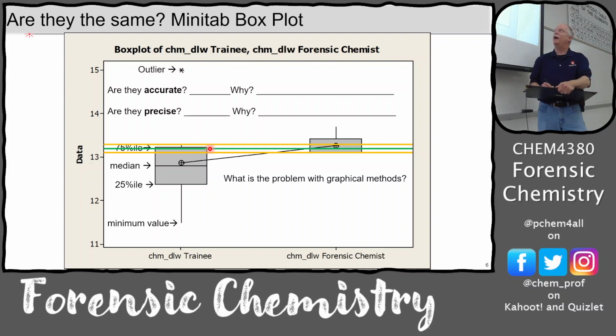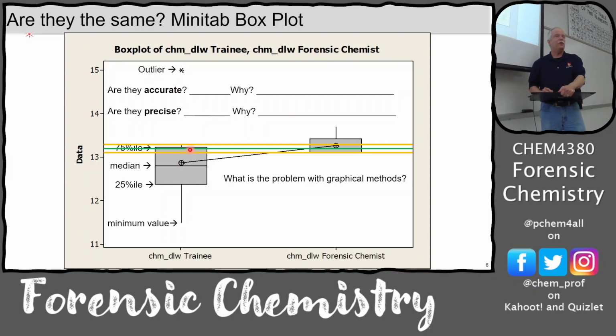So they have the box here. This box goes from the 25th quartile to the 75th quartile. So 50% of the data is inside the box. And it has a line for the median, and it has a dot for the mean. So you can see the mean and the median are pretty close together. If those are close together, that means the data is fairly symmetric. It's not skewed one way or the other.